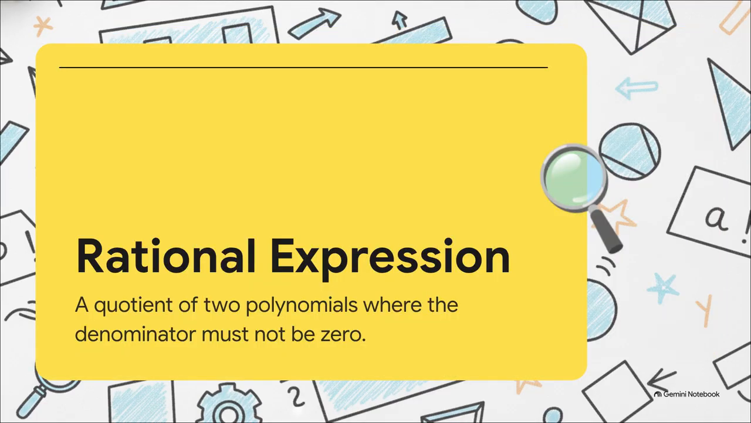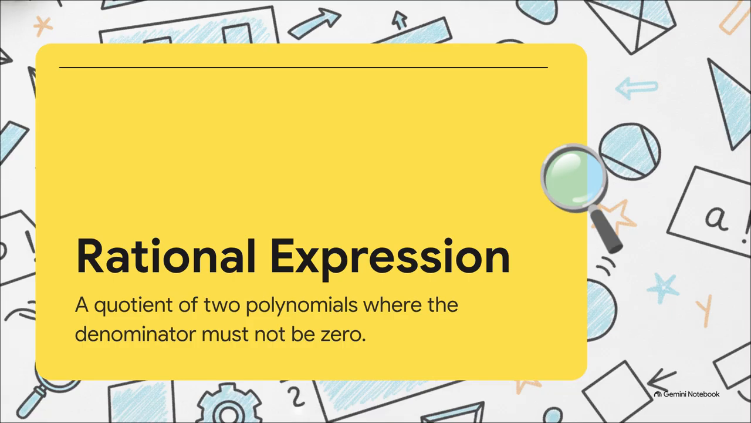Let's get the official definition on the table so we know exactly what we're dealing with. A rational algebraic expression is a quotient of two polynomials. Now, don't let the jargon throw you. Think of the word quotient as just a fancy term for the result of a division problem, which is almost always written as a fraction. A polynomial is just an expression with multiple terms.